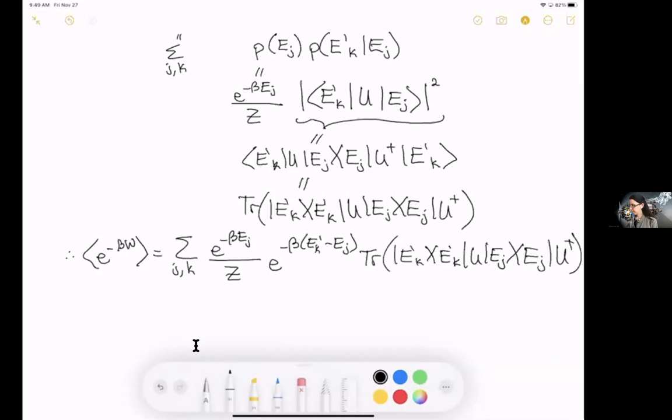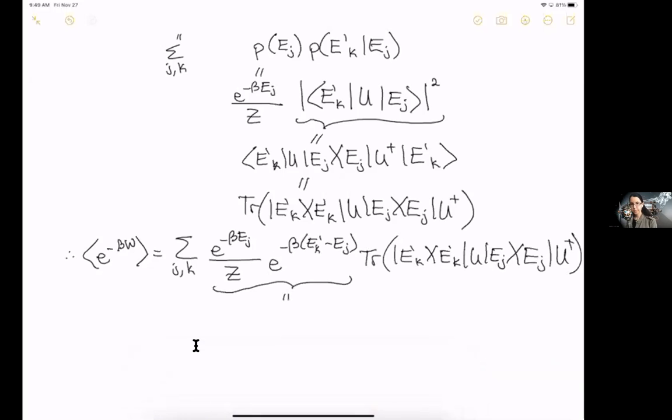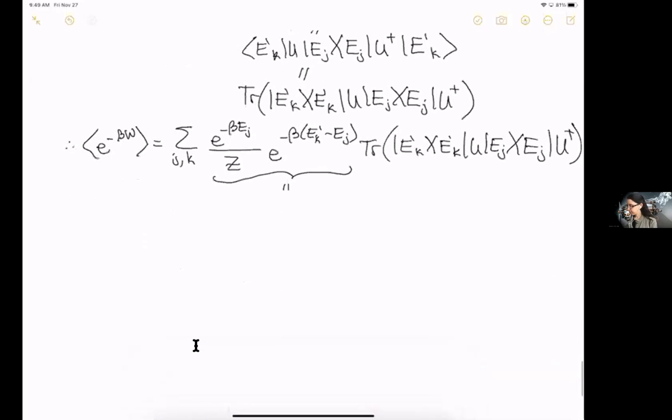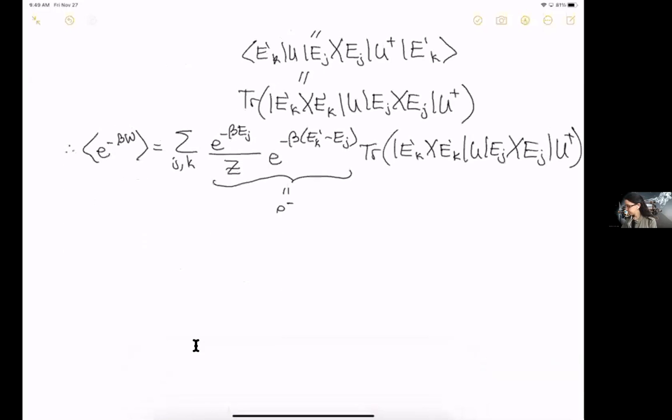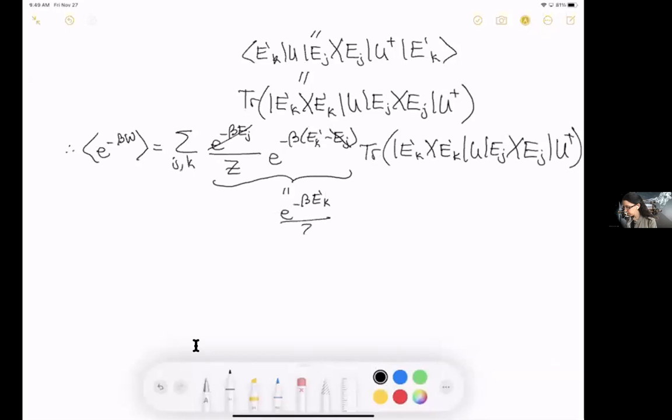We can combine these two exponentials into an, the iPad is misbehaving again. Here we go. The e j's cancel. So we're left with an e to the negative beta e prime k over our partition function. And also the trace is linear, so we can move the sums and the exponential inside.